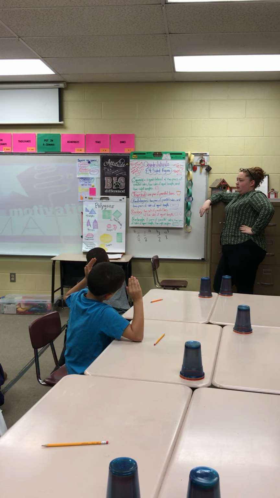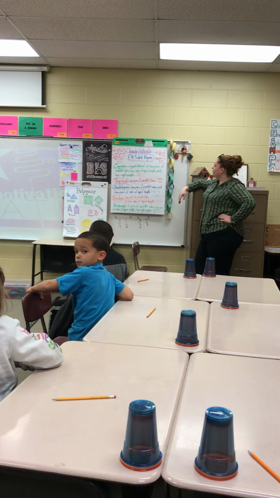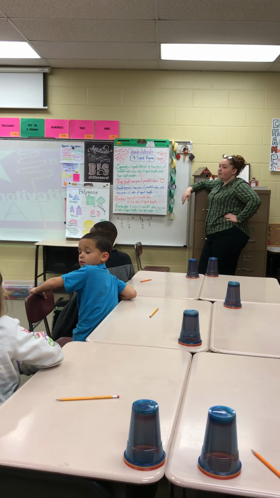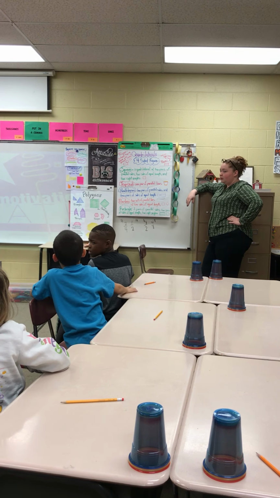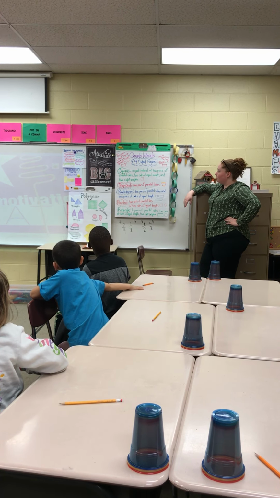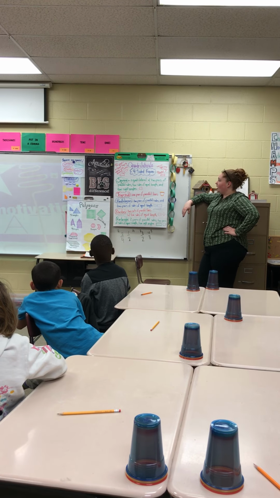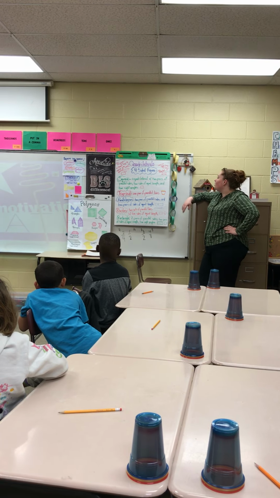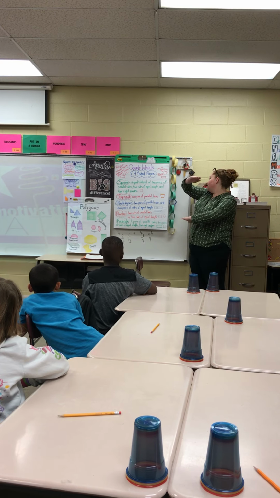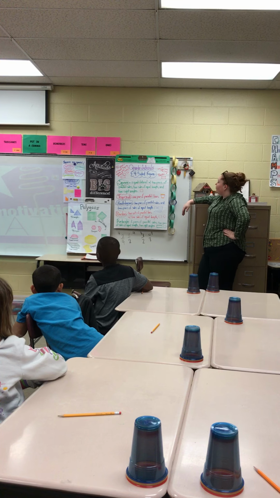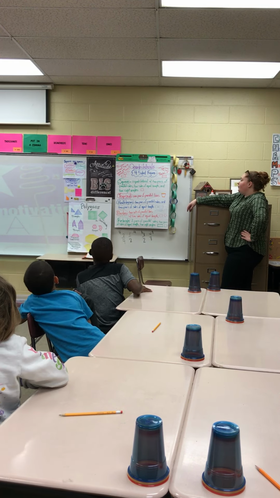What's a polygon? Braylon, what's a polygon? A polygon, a closed figure made with straight lines. A closed figure made with straight lines. A square is a quadrilateral with 2 pairs of parallel sides, 4 sides of equal length, and 4 right angles. This is what a square looks like. A trapezoid is 1 pair of parallel lines.